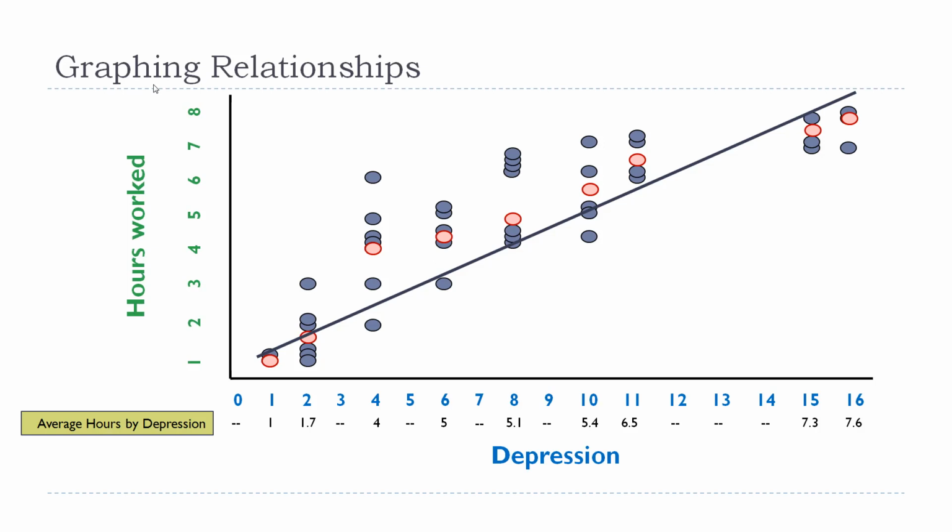So what does this line tell us? Well, we see that as depression increases, meaning it's going up, right? Going from 0 all the way to 16, as the numbers increase, the hours worked actually increases as well. So this looks like there is a relationship, and that as depression increases, hours worked increases. That doesn't make a whole lot of sense, but this is what the data showed us, okay?